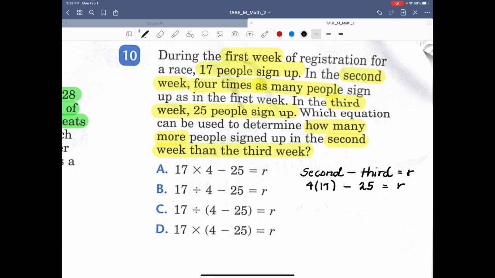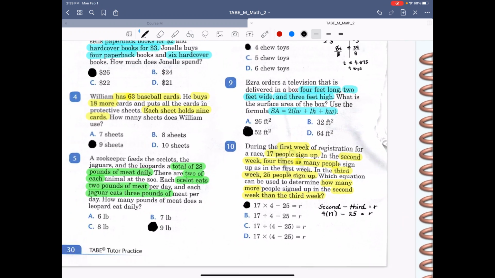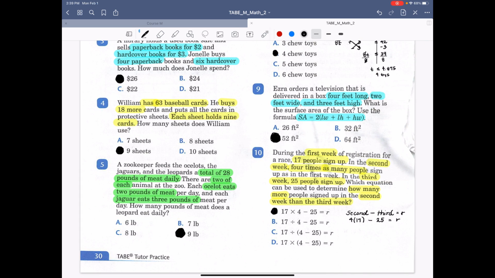So here's the setup. I like A for this one because it's saying exactly what I'm saying. 17 times 4 minus 25 is the difference. And that's all we have to do. We don't have to finish that one.